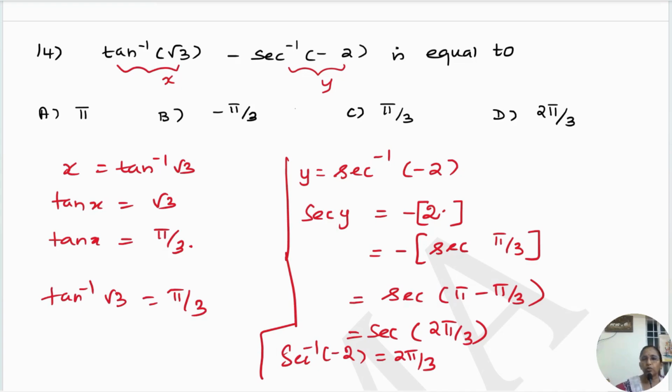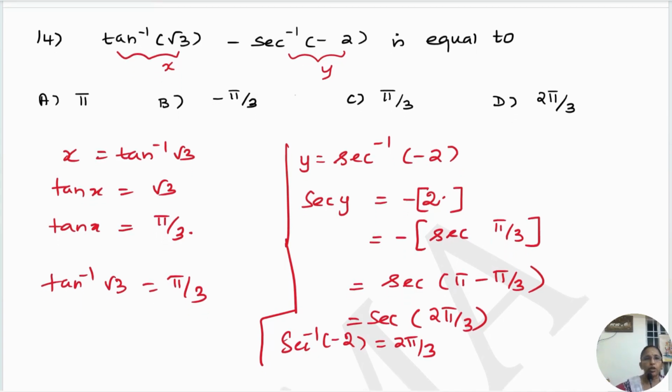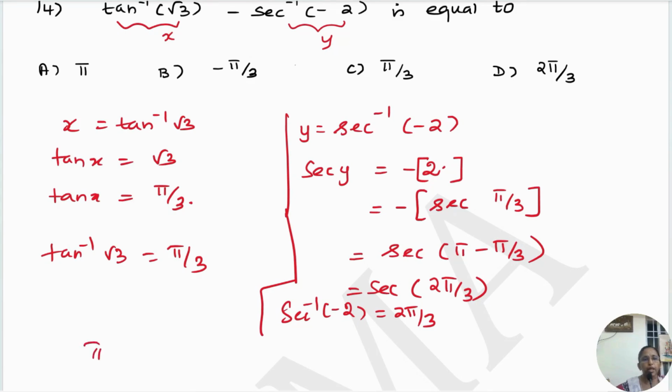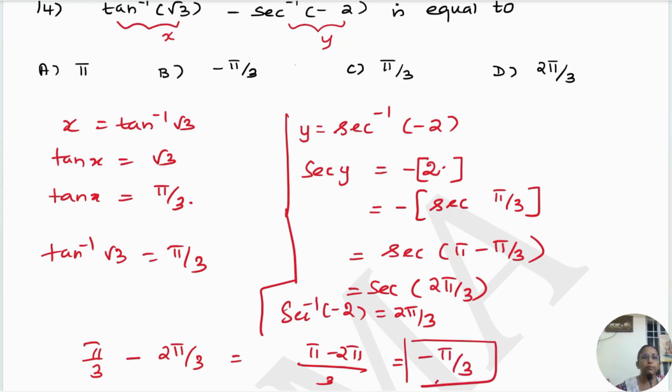So x minus y. So tan inverse of root 3 is pi by 3 minus secant inverse of minus 2 is 2 pi by 3. So take LCM. So pi minus 2 pi, which is equal to minus pi by 3. So look at your options, option B. So option B is our answer.